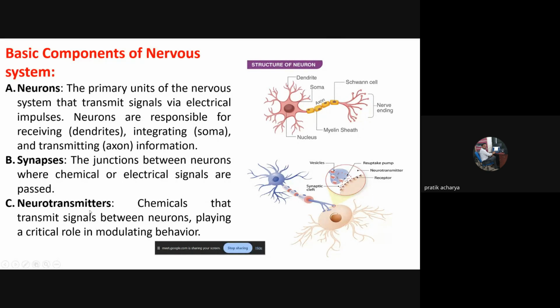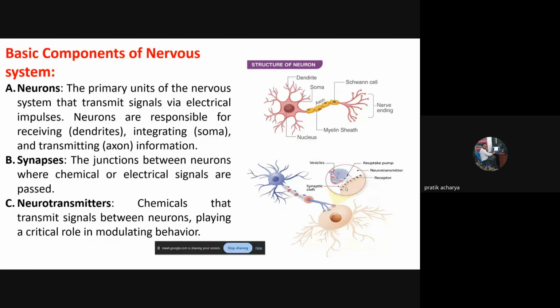And the next part is neurotransmitters. There are different chemicals, like acetylcholine, which are responsible for communicating between two neurons. One neuron secretes a certain neurotransmitter, and that neurotransmitter activates the other neuron for different purposes. By this, the neural system communicates messages from one part to the next.